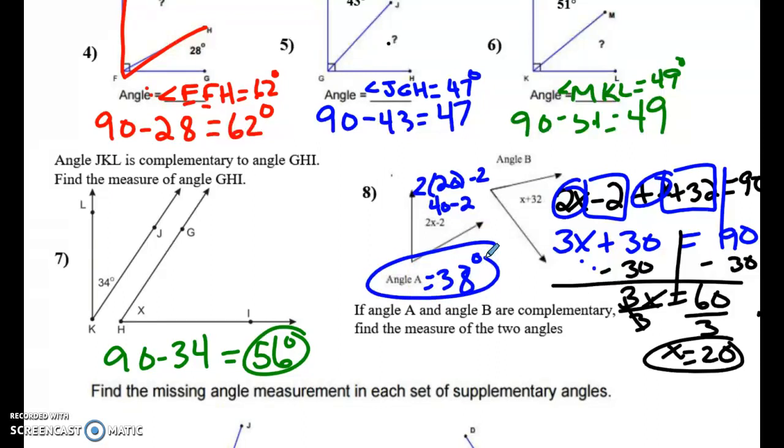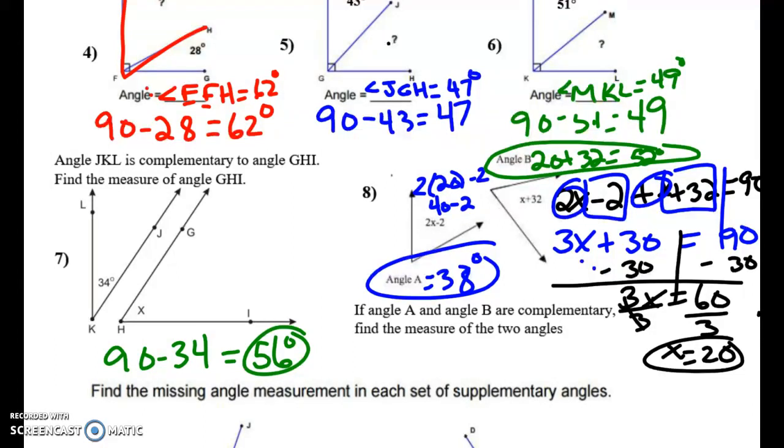Angle B is x plus 32. I just figured out that x is 20. So if I do 20 plus 32, I get 52. So angle B is 52 degrees. And to check my work, if I were to add 38 plus 52, I would get 90. So I know I solved the problem correctly.